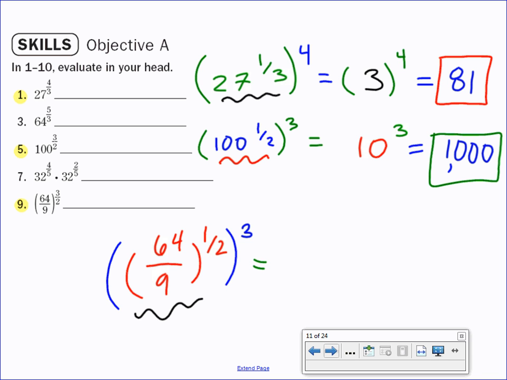64/9 to the 1/2 is asking for the square root of 64/9. Does my square root apply to the top number, 64, or to the bottom number, given that there's parentheses? Both. And so let's do the square root of 64. Everybody find it? The square root of 64. Braden? 8. Thank you. The square root of 9. Right? The square root of 9. Eric?